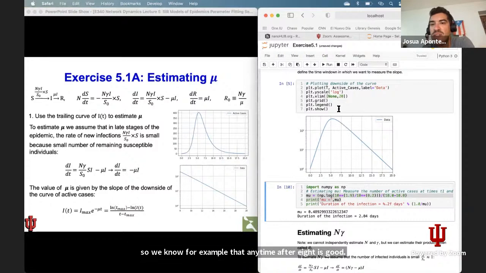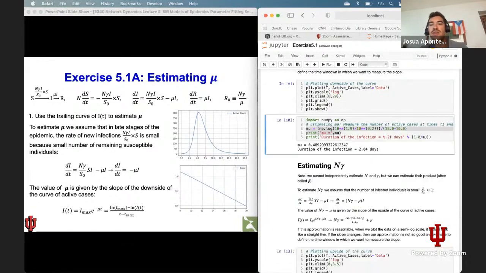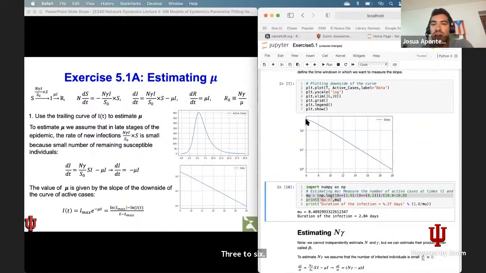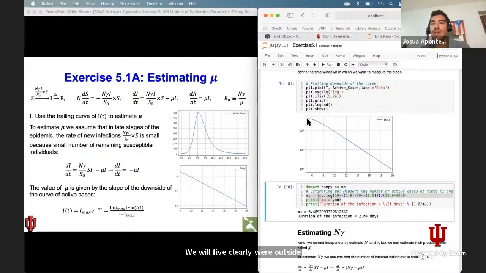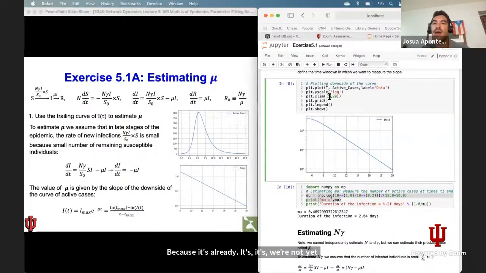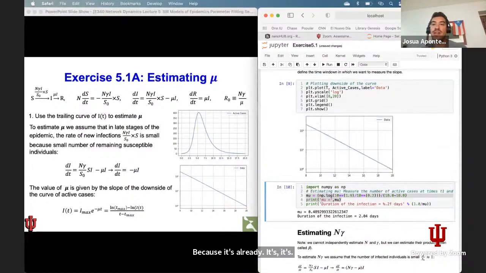Anytime after 7.5, it starts already looking a little bit less like a straight line. If we do 6, definitely the approximation is not as good. If we do 5, clearly we're outside of the zone. So we cannot use time 5, or let's say 5 days, because we're not yet at the trailing end, the trailing tail of the curve.